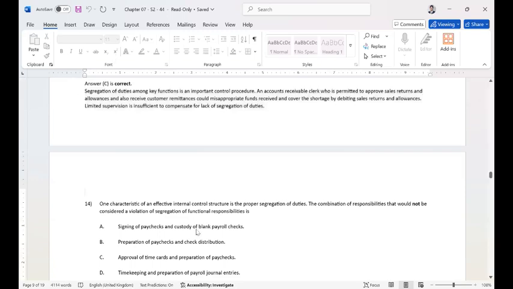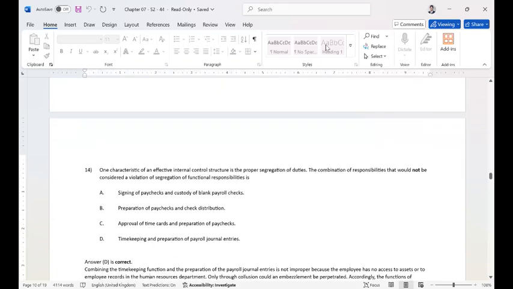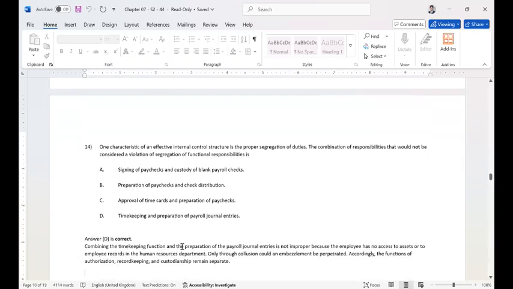14. What is the answer for 14? D. So these are very tricky ones. Combining the timekeeping function and the preparation of the payroll is not improper because the employer has no access to assets or to employee records. Only through collusion could an embezzlement be perpetrated.